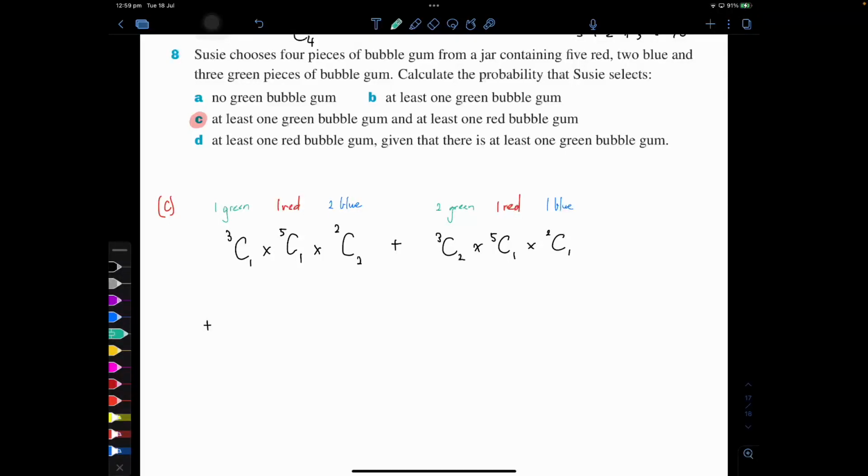Well, can't you choose 3 green, 1 red, yeah? 3 green, 1 red, and 0 blue? Yeah. Right, because this still satisfies this here. You need 2 green, 2 red.